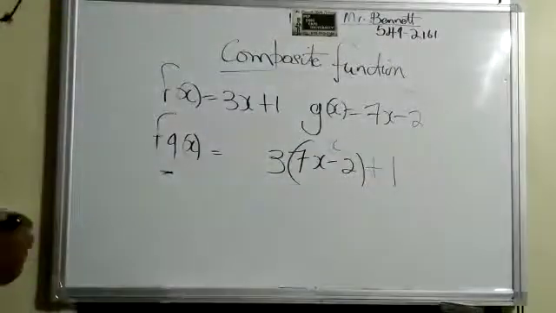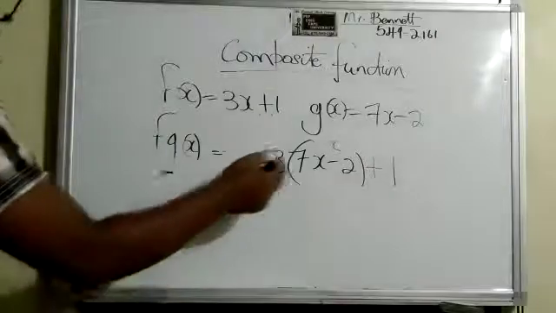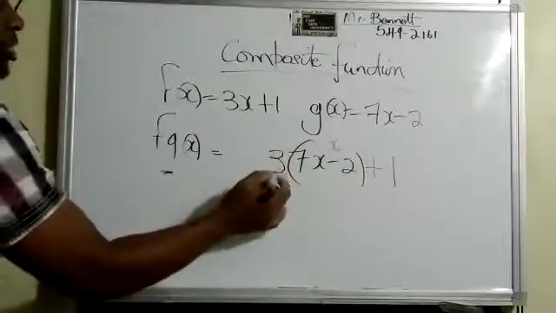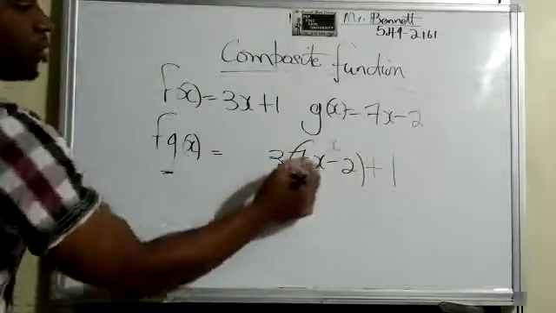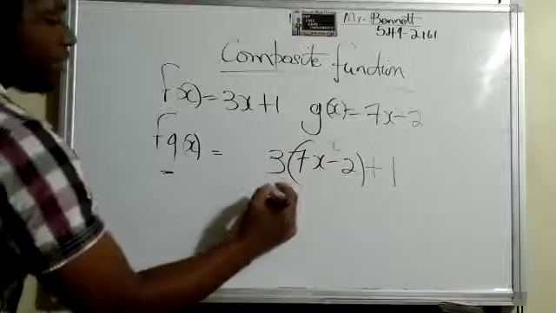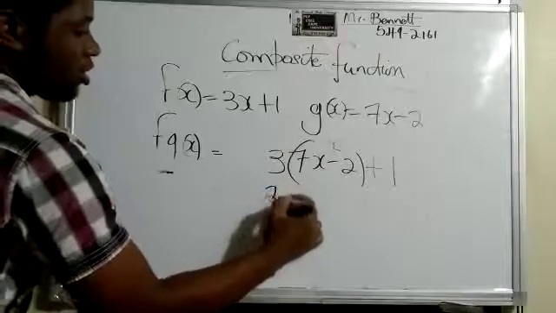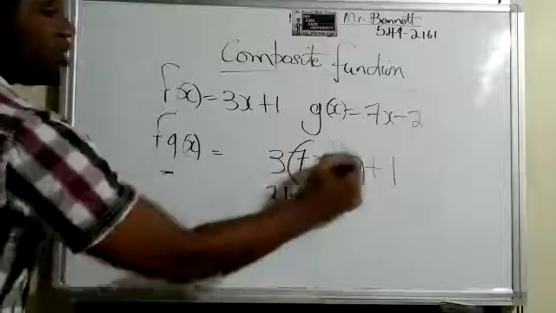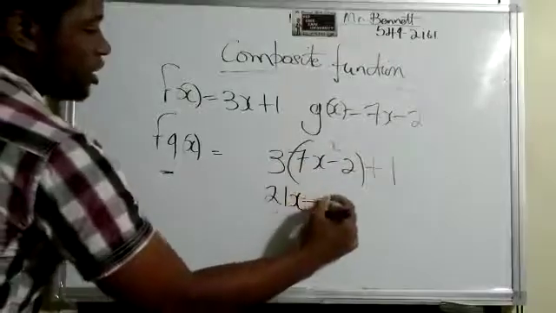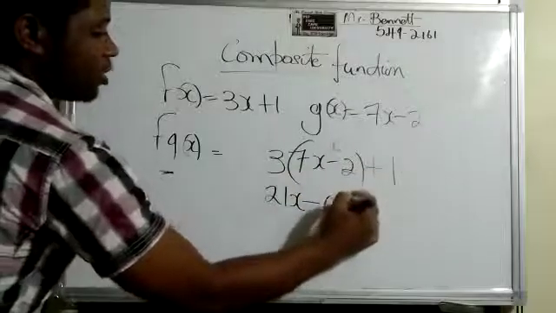Now we know how to expand the bracket, right? We did that in 10th grade. So we're going to expand the bracket by multiplying both terms by 3. So it will be 3 times 7x, which is 21x. 3 times 2 will be negative 6. And then we just put the plus 1.